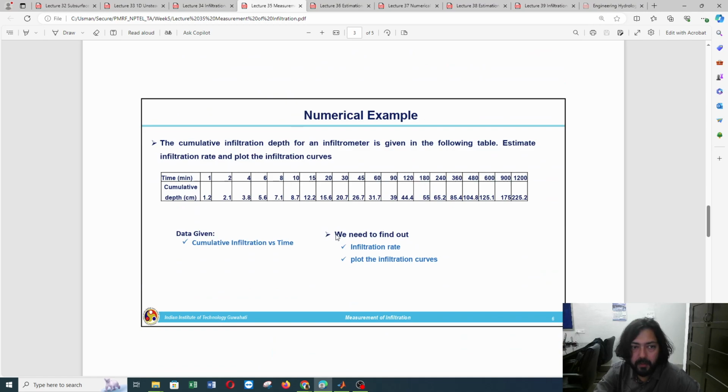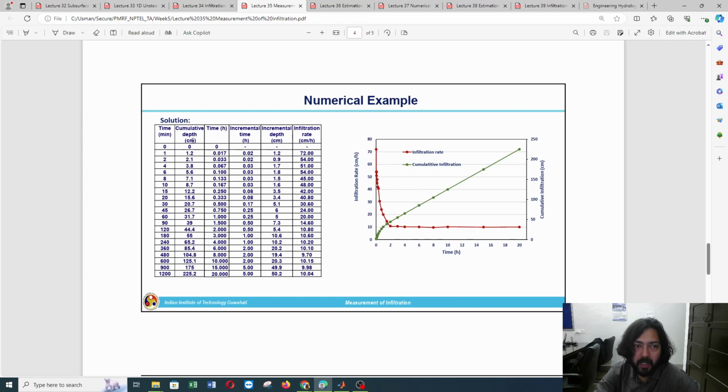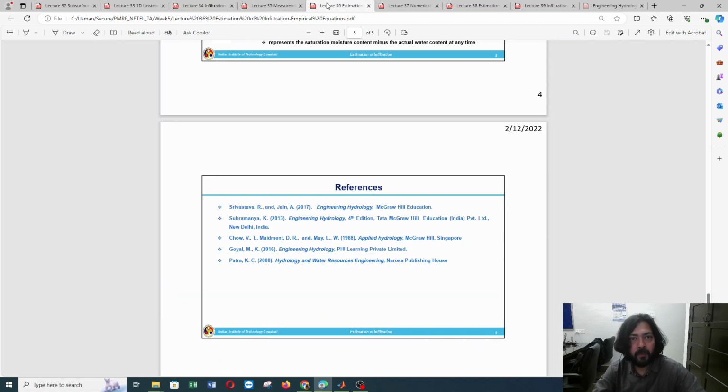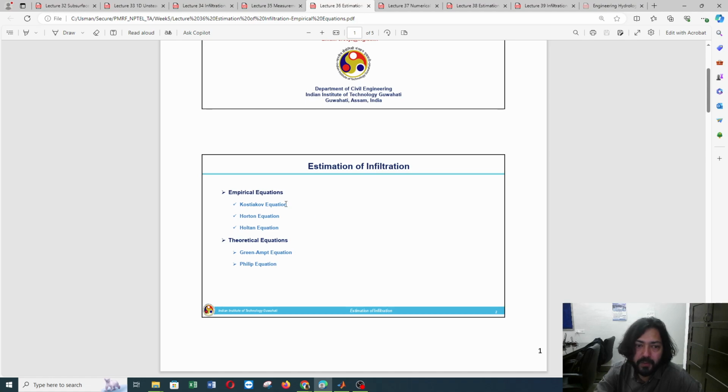Then we looked into some graphical representation of the infiltration curve as well, right? We need to plot infiltration rate. Infiltration rate by definition is nothing but depth with respect to time. Here we have been given cumulative depth and the time is given in minutes, so obviously the conversion is needed. Time is converted into hours, and depth and time are converted into incremental depth and incremental time. Then just by dividing incremental depth by incremental time, we got the infiltration rate here. The red curve is infiltration rate and the green curve is nothing but the cumulative depth that was given to us.